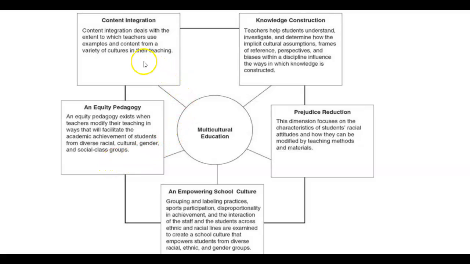And lastly, content integration. So that's this one element of multicultural education. Content integration deals with the extent to which teachers use examples and content from a variety of cultures in their teaching. So many people feel like multicultural education is just focusing on having a Black History Month, for instance, or a Native American History Month, or Cinco de Mayo Day or something.